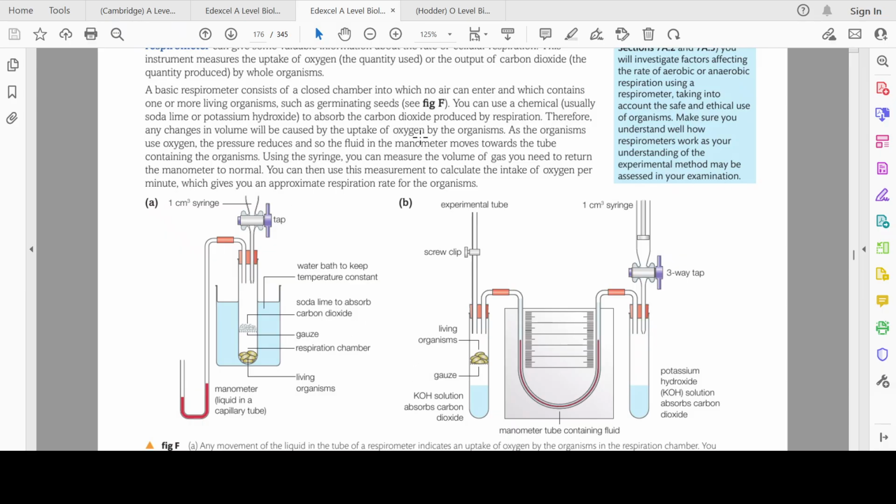Okay. So as the organism uses oxygen, the pressure reduces, and so the fluid in the manometer moves upwards towards the tube containing the organisms. A syringe can be used to measure the volume of gas needed to return the manometer to normal. So this is a syringe over here, and you made a note of where the level of the liquid was originally, and then it rose. There are no markings on this tube, the manometer.